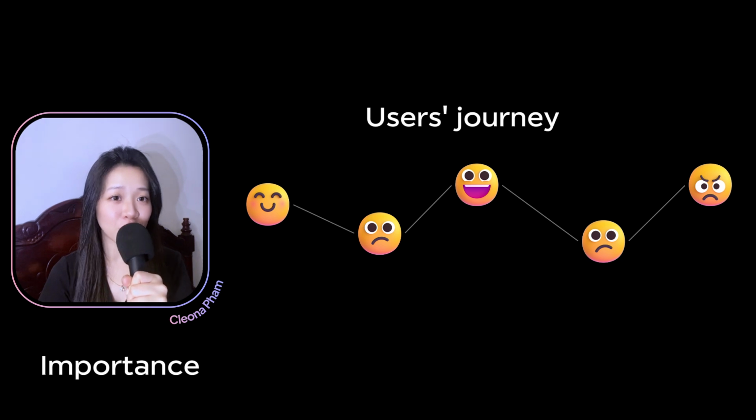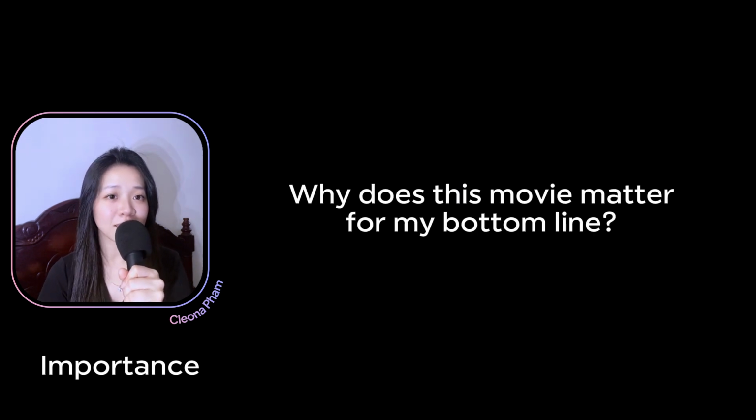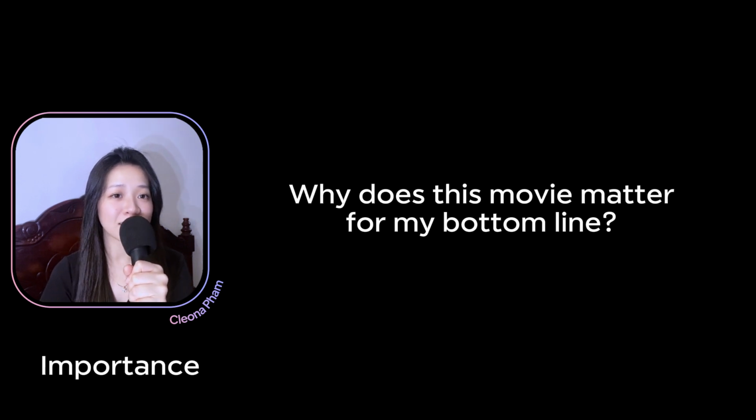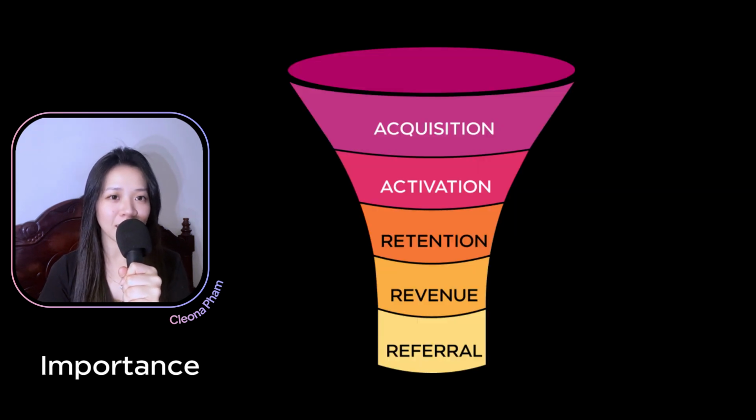Now, the cohort is a movie showing your user journeys over time. And the next logical question is, why does this movie matter for my bottom line? To answer that, we need to look at the master map for growth. The AARRR framework stands for acquisition, activation, retention, revenue, referral. These are the core pirate metrics, representing the journey every customer takes.